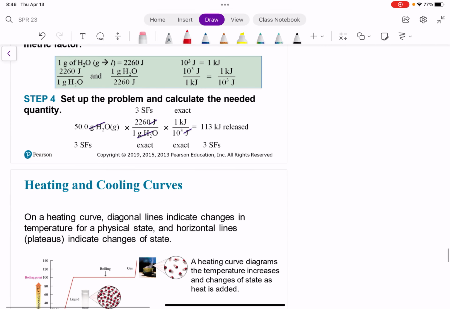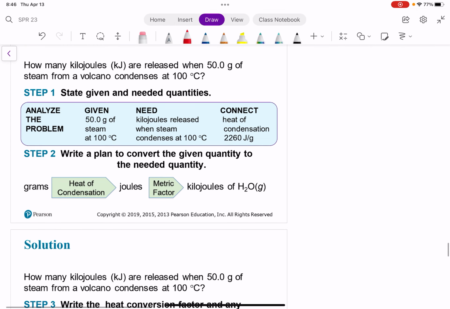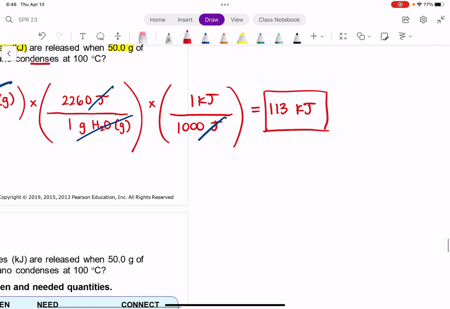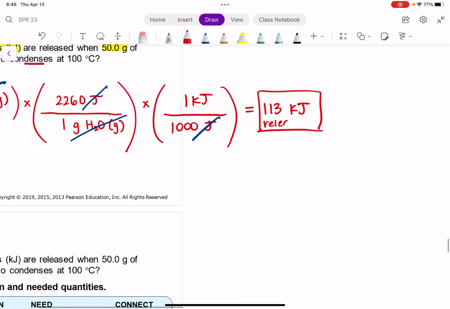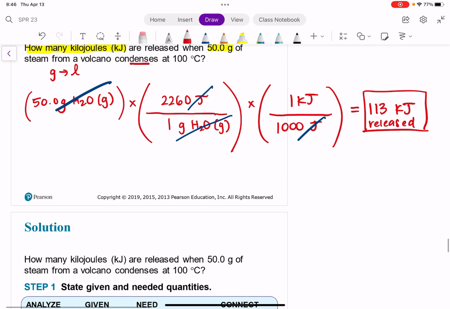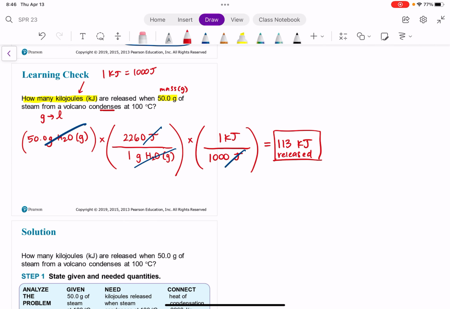Yeah, 113 kilojoules released. That's a good call too, to make sure that you're writing that they were released, right? That's the amount that was released when we went from our gas to our liquid.